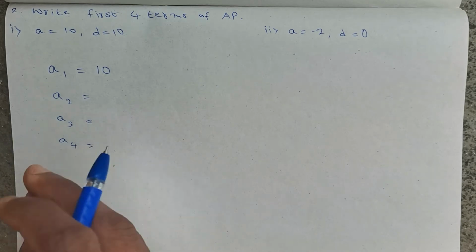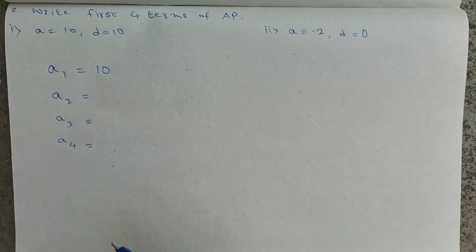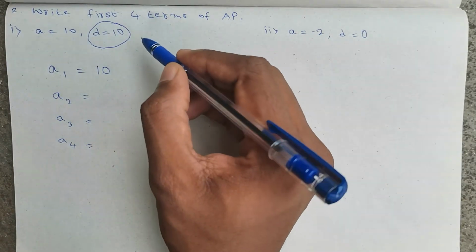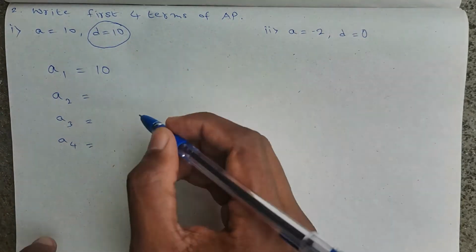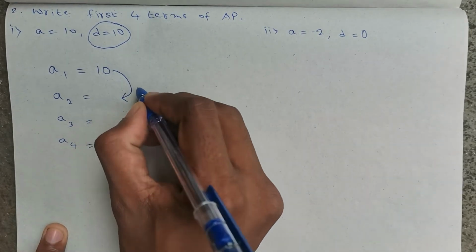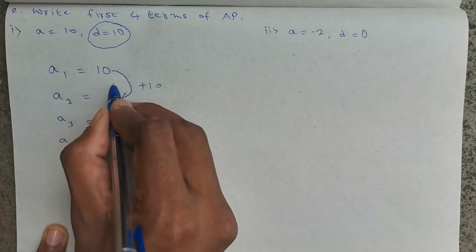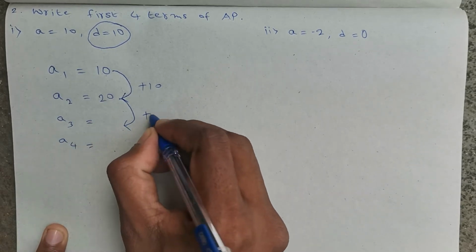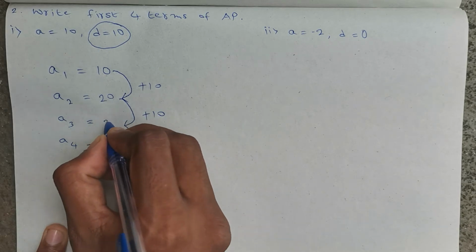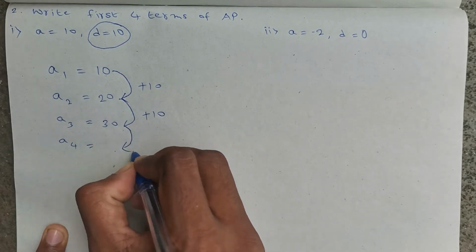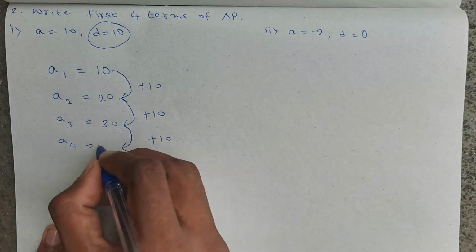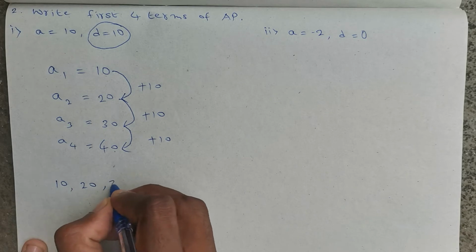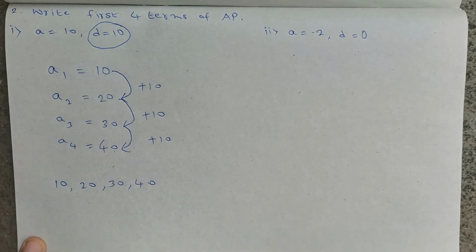Now it is very easy to write the remaining terms when they give first term as well as the common difference. Keep on adding that common difference to the terms. For the first term, add common difference. So 10 plus 10, 20. Again for this second term, add common difference, 20 plus 10, 30. Again for this third term, add common difference, 30 plus 10, 40. So the terms are 10, 20, 30, 40.